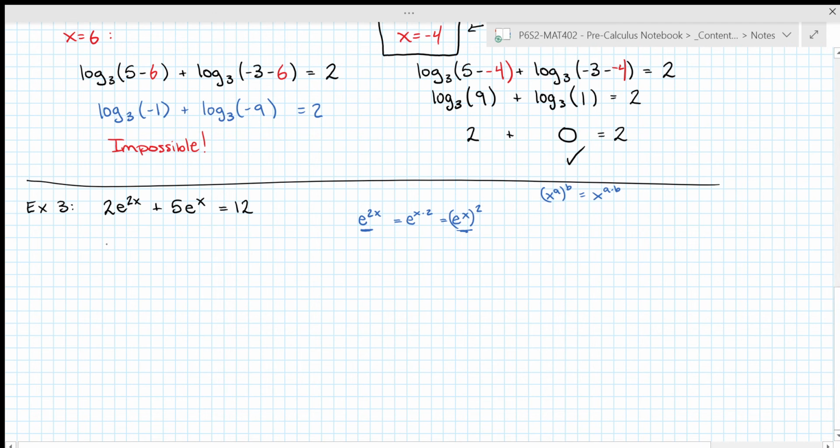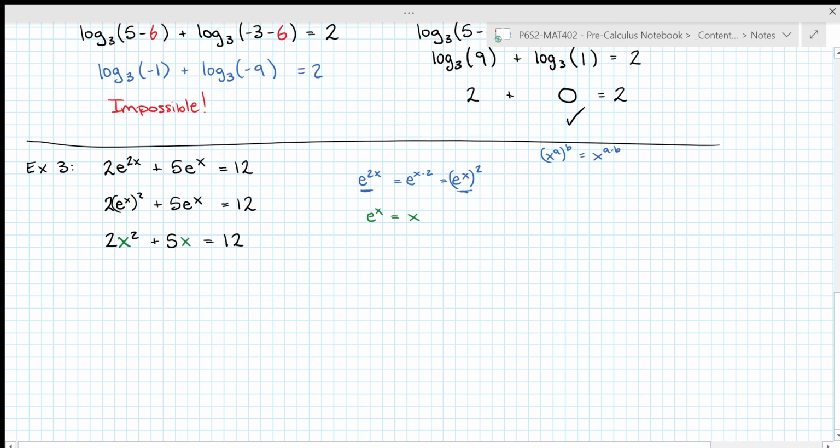If I have this, I then have 2 times e to the x squared plus 5 times e to the x equals 12. Now we're going to do just a little substitution. I don't need to do this, but let's replace e to the x with x. A little mathematically weird, but follow through with me. If I do that, I get 2 times x squared plus 5 times x equals 12. This is really just a quadratic with e to the x as the variable. So solve this like it was a quadratic.